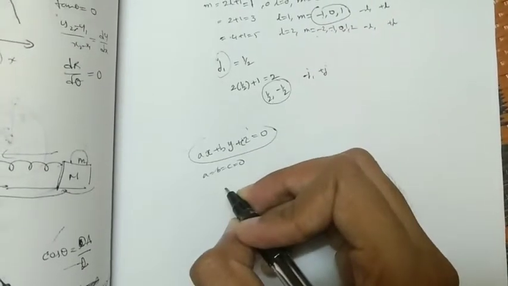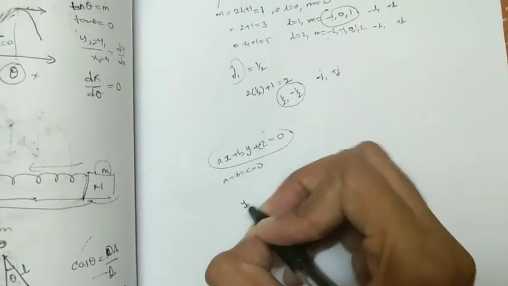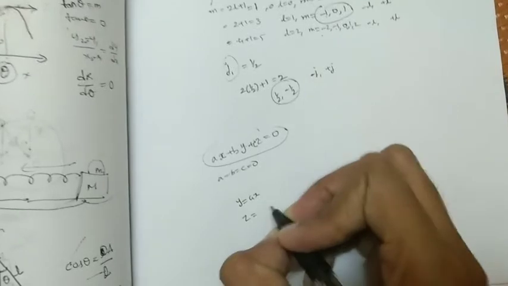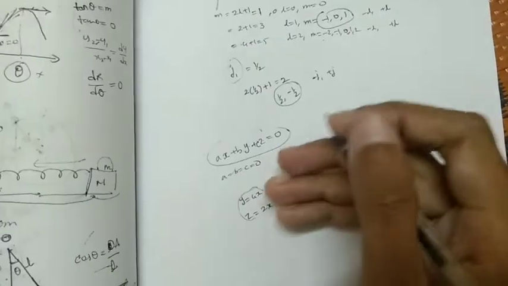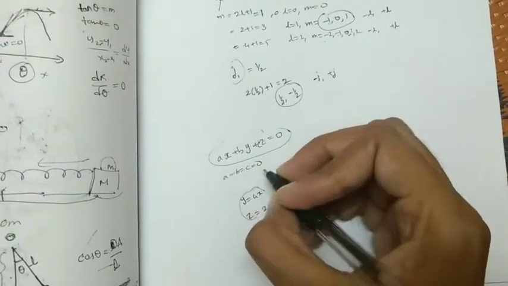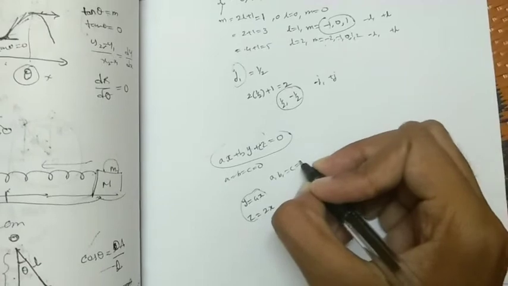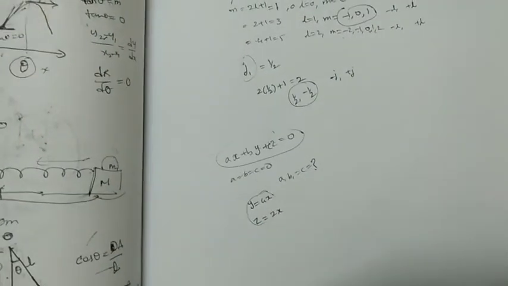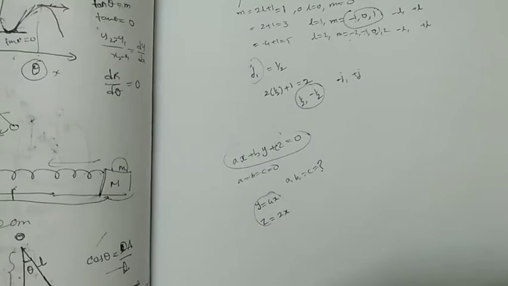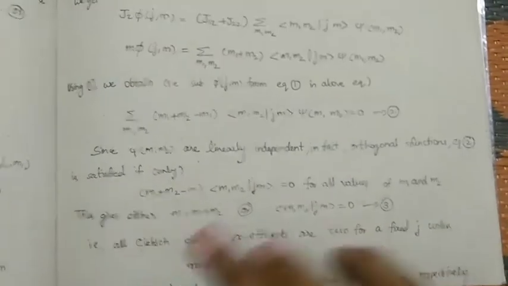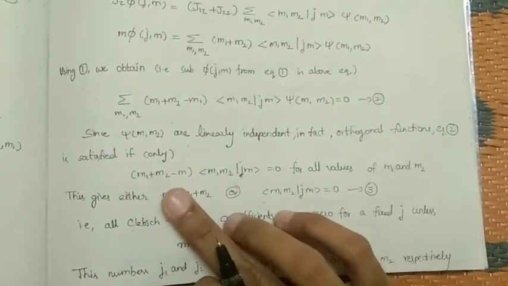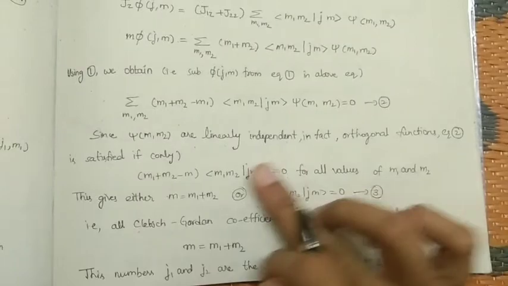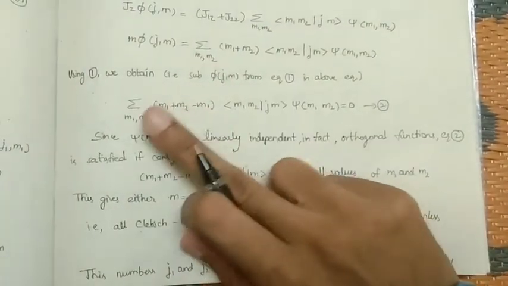So suppose if we have y equals to 4x, z equals to some 2x like that, then they are not linearly independent, they are dependent. So then we would have a comma b comma c, certain values, and these coefficients would not be equal to 0. So that is the thing. So hence here it is mentioned that for linearly independent functions, equation 2 is satisfied if only these coefficients are 0.